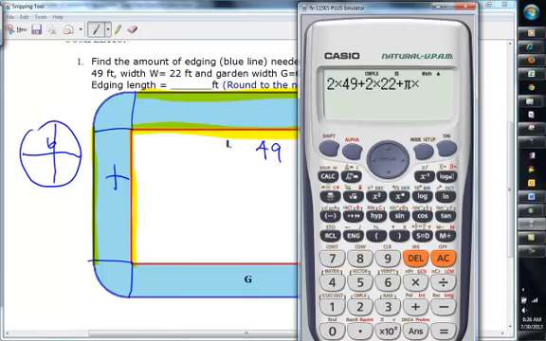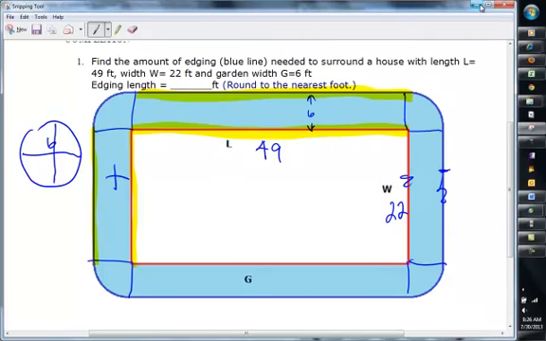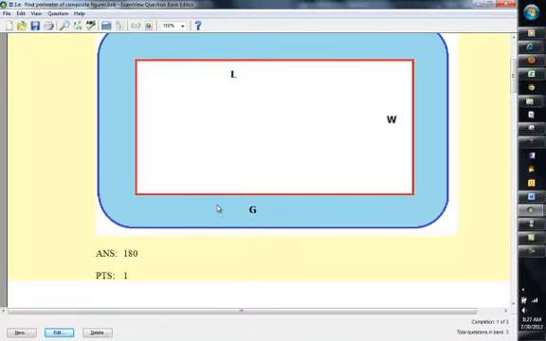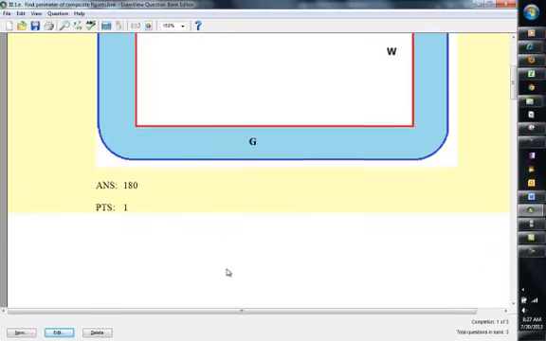times 2 times the width of the garden, which is 6 feet. And so we get 179.70 around the garden, or 180 if you round to the nearest foot.